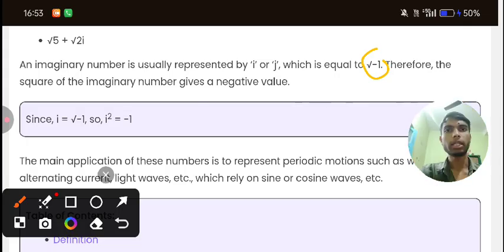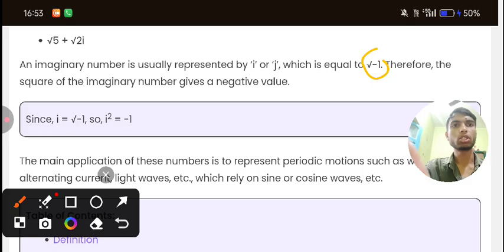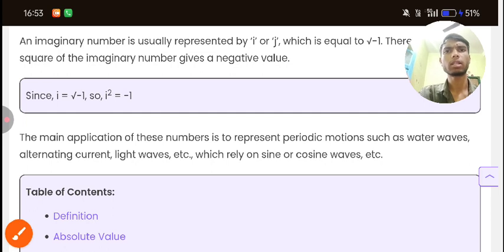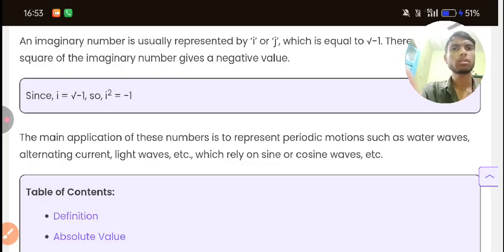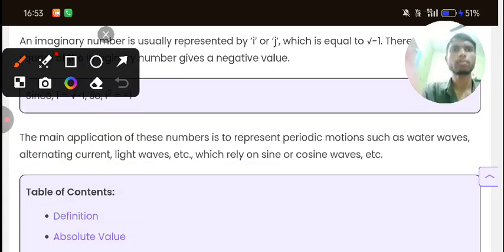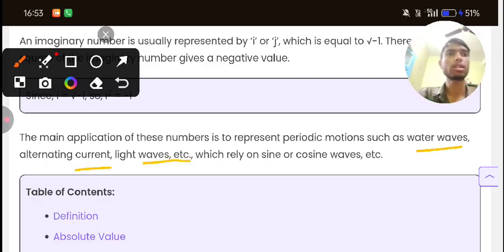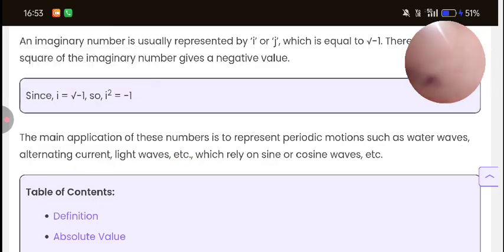Minus 1. The main application of this number is to represent periodic motions such as water waves, alternating current, and light waves. Complex numbers help in understanding water waves, alternating current, light waves, etc., which rely on sine or cosine waves. Okay, we will see.